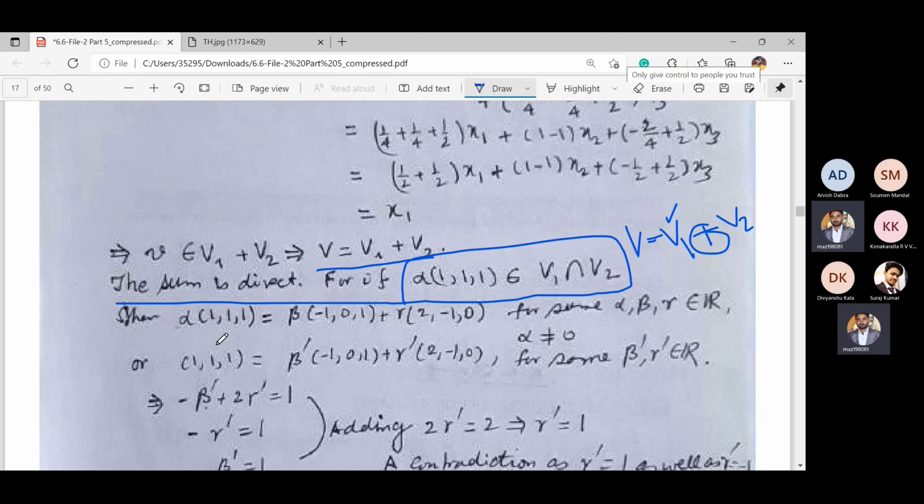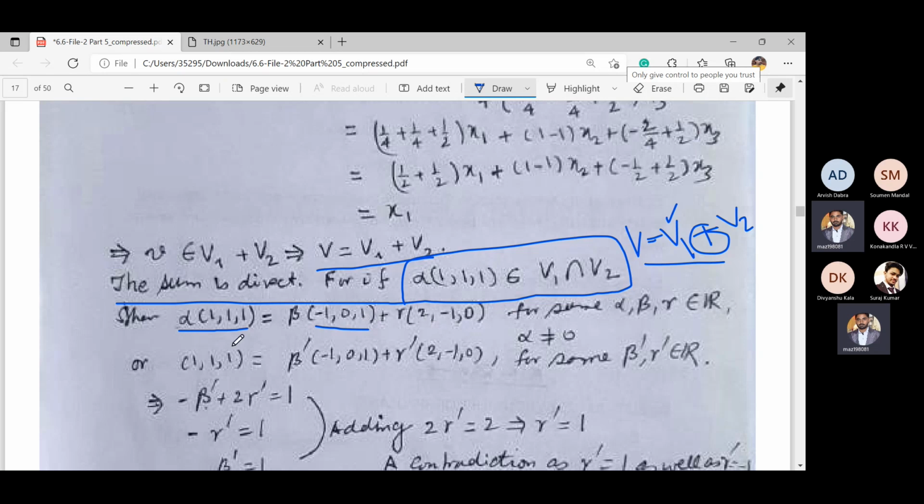So for that we have taken, if an element, let's say, belongs to the intersection, it can be written as a linear combination of V1 elements, and this belongs to V2 also. And V1 is the span of (1, 1, 1) as we have seen above, and V2 is the span of (-1, 0, 1) and (2, -1, 1).